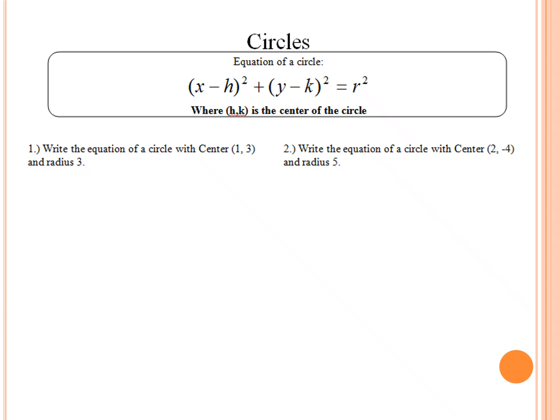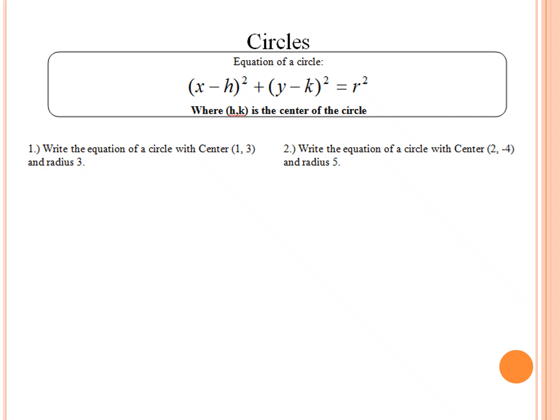Let's get started with the equation of a circle. What you might be noticing is that the circle equation is actually just the distance formula. Instead of having that big square root sign, the r on the right is squared. So it's change in x squared plus change in y squared equals the radius squared. The difference is that h and k is a specific point that's the center of the circle.